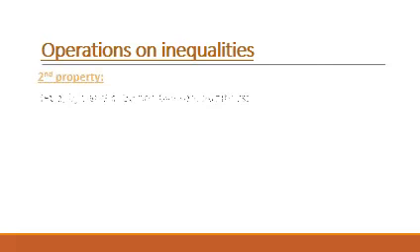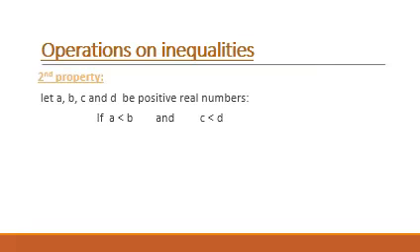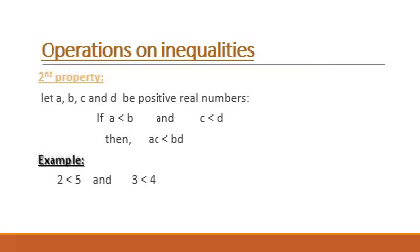The second property says, if A, B, C, and D are positive real numbers, then their product will never change the sign. So if I multiply the boundaries with each other, the sign will never change. I'm talking in this case about positive real numbers. Example, if I have 2 less than 5 and 3 less than 4, then their product, which is 6, will remain less than 20.